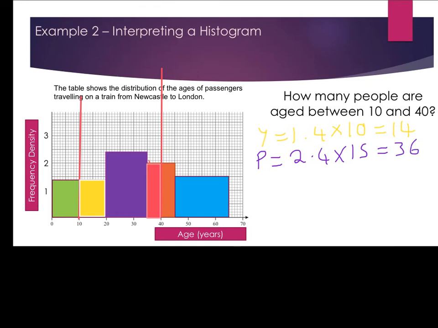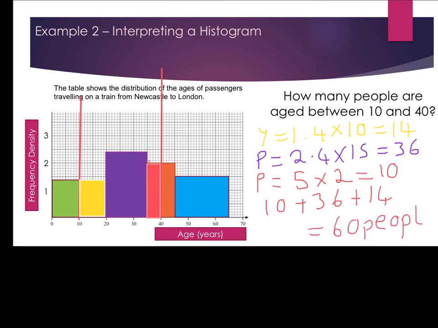Finally, we're going to look at the pink section. So we've got a class width of 5, 35 to 40, and we've got a height of 2. So the sum for the pink section is 5 times by 2, which is 10. So to find the total amount of people that are aged between 10 and 40, so the frequency of this grouping, we're going to add them all together. So we're going to do 10, add 36, add 14. Using number bonds, 36 and 14 make 50, add on 10, that gets you 60 people.